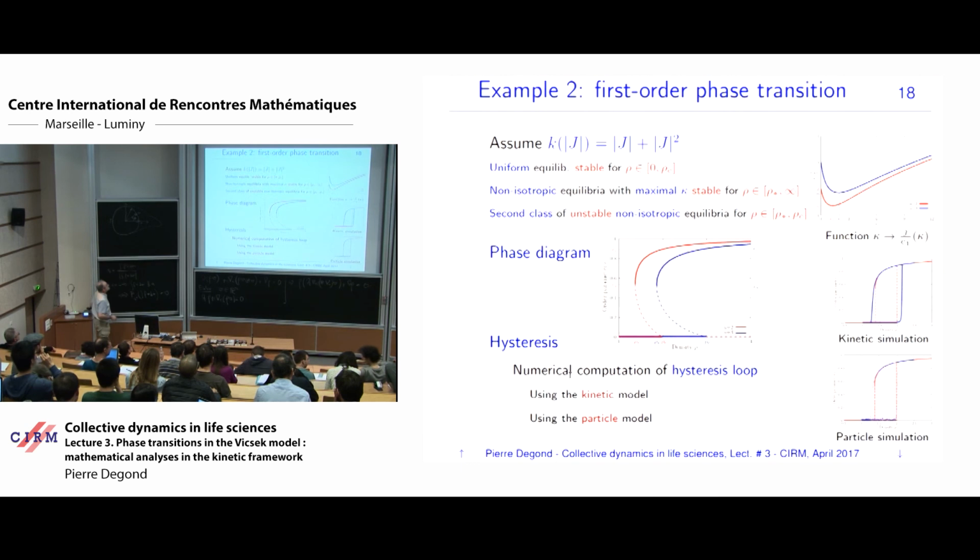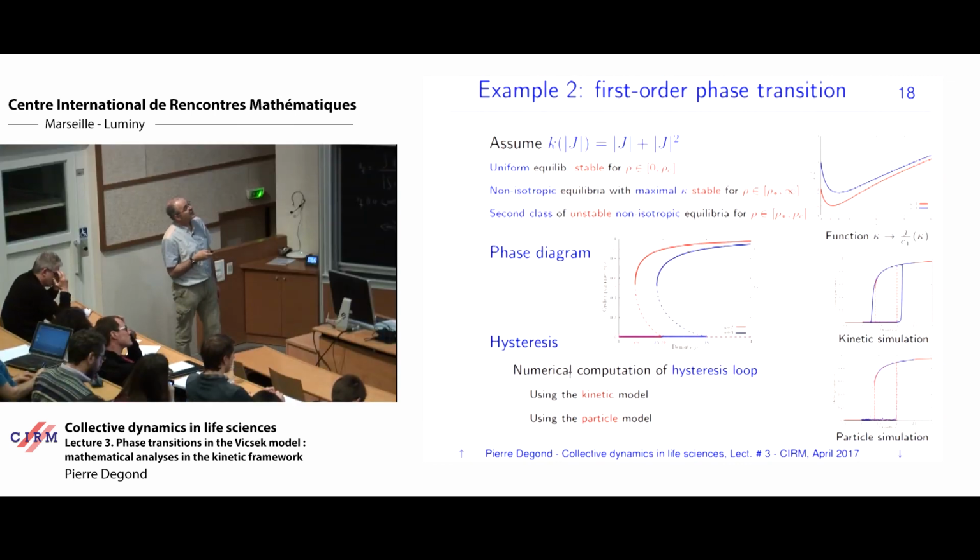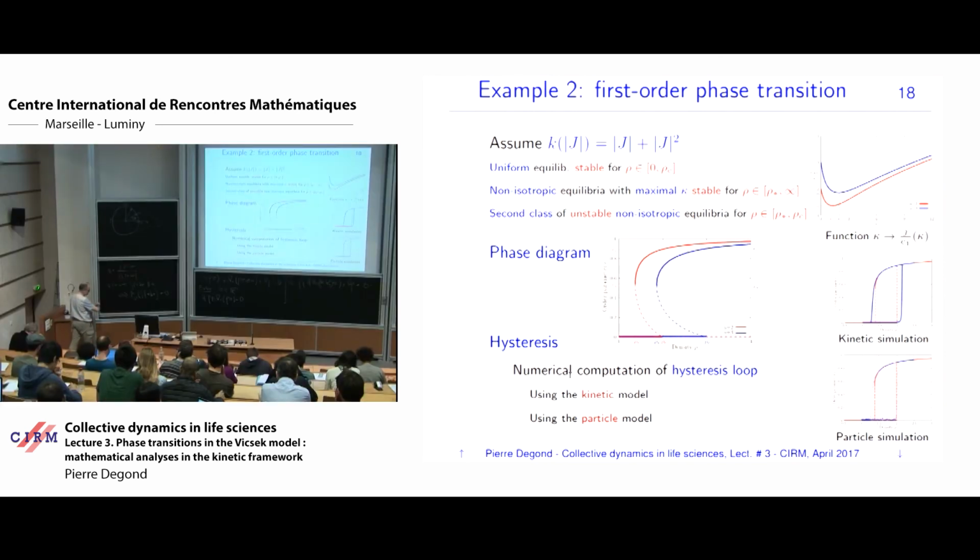You can also cook up an example of a first order phase transition where the order parameter as a function of rho has this shape, and as usual it gives you hysteresis curves. When you increase the rho, you jump from the stable isotropic to the stable anisotropic equilibria, and then when you decrease the rho, you jump at a different place. Okay, so you have hysteresis phenomena. So this is what I wanted to say there.